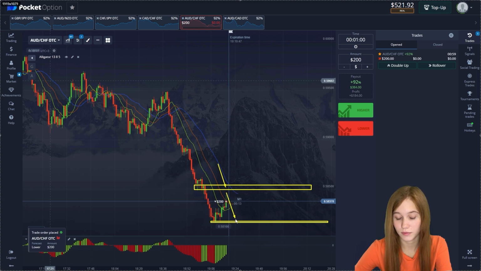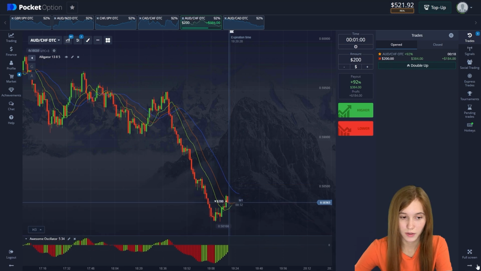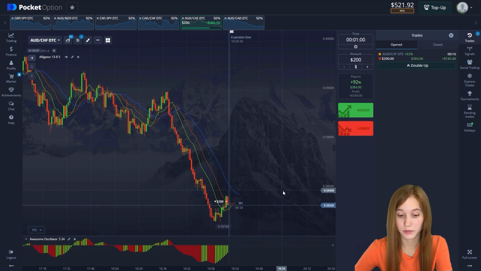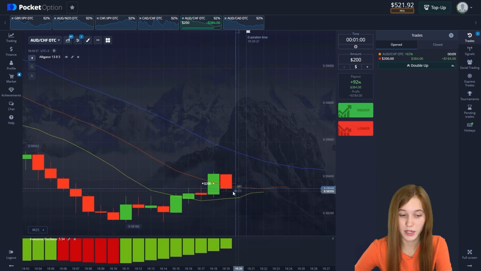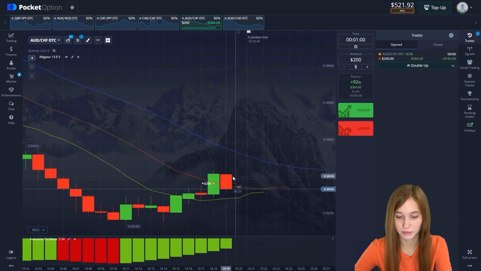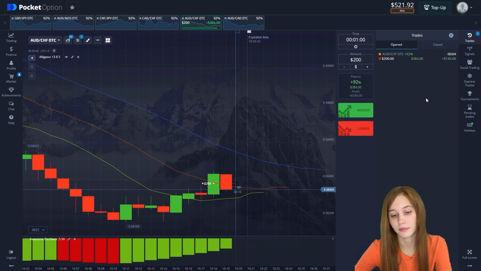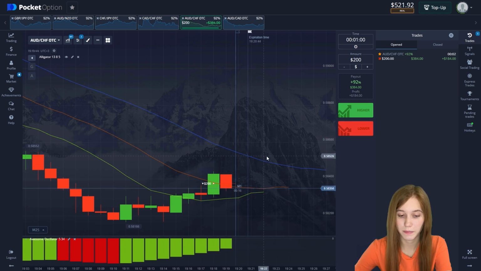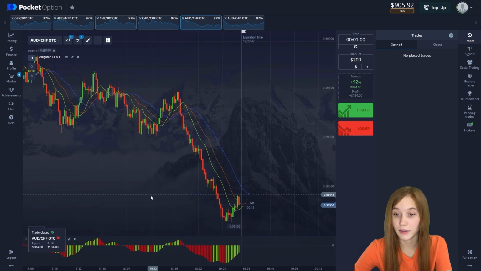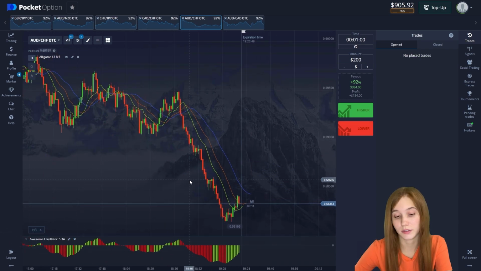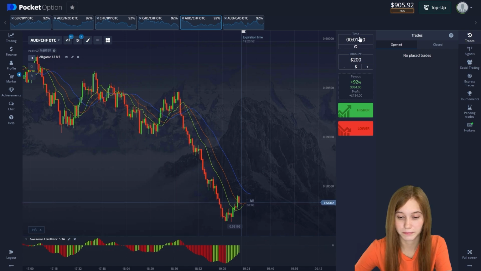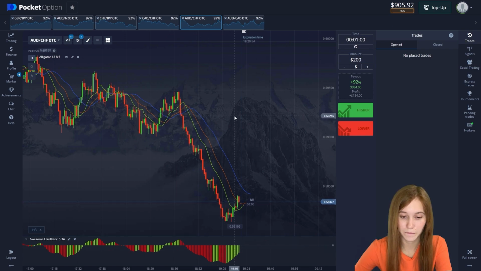Let's see. Shadow at the top of this candle. Some drawdown. It's below the bond, our opponent bonds. 3 seconds. Yeah, good. Last deal. $900. More than $900 on my balance. Good. And we move on to the last concept for today.